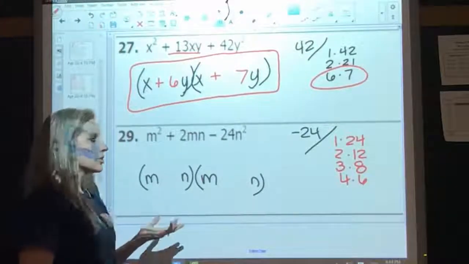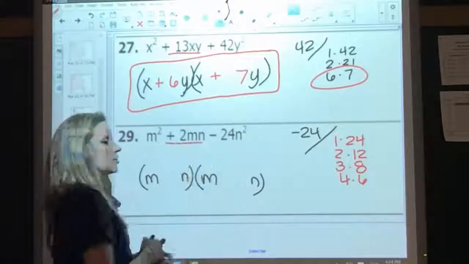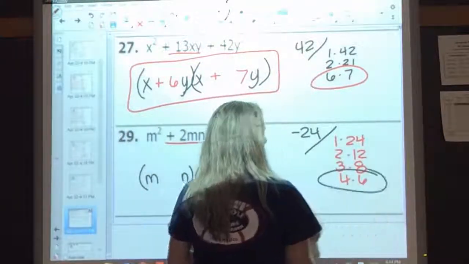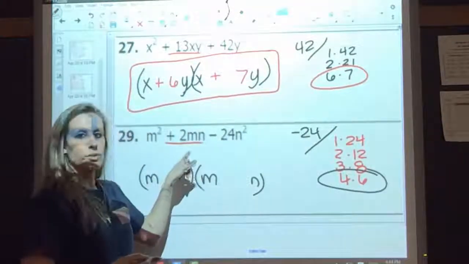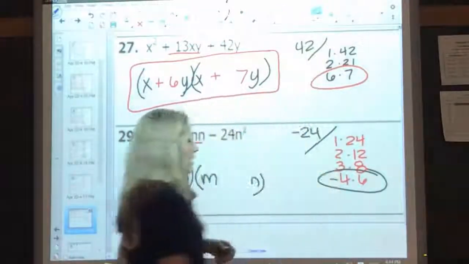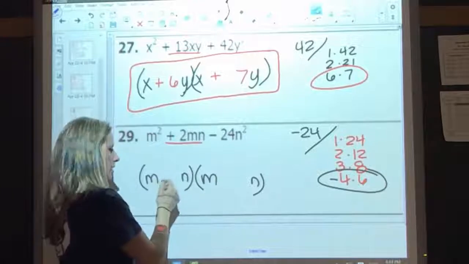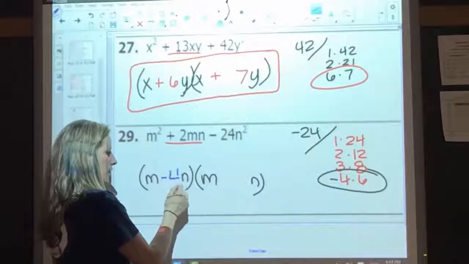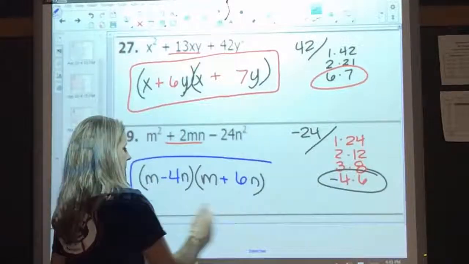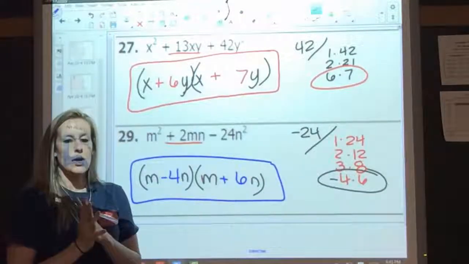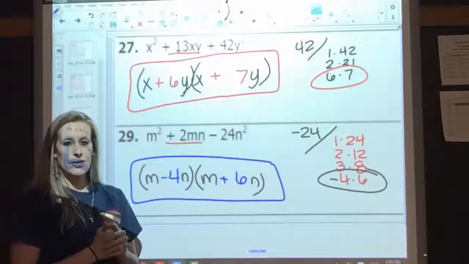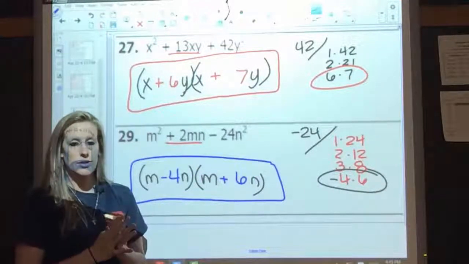Okay, so which two will add or subtract to give you a 2 in the middle? And it would be 4 and 6. But to get a 2, you'd have to do 6 minus 4. Okay, so my factors would be m minus 4n and m plus 6n. Okay, so I want you to try the two on the right. They're very similar to this. I'm going to give you 30 seconds to work on those, and then we'll check.